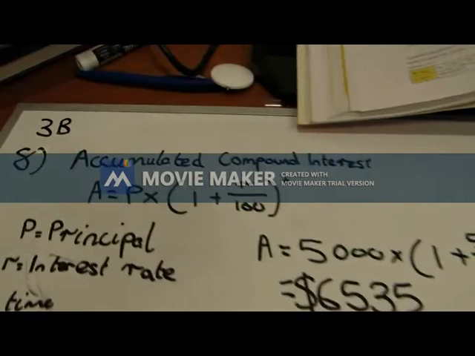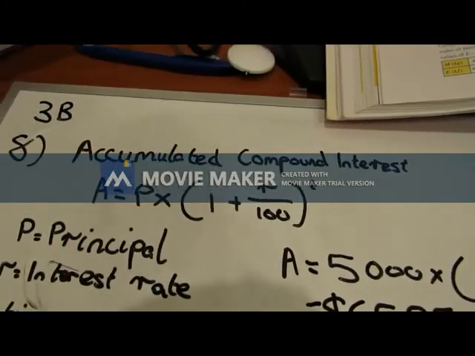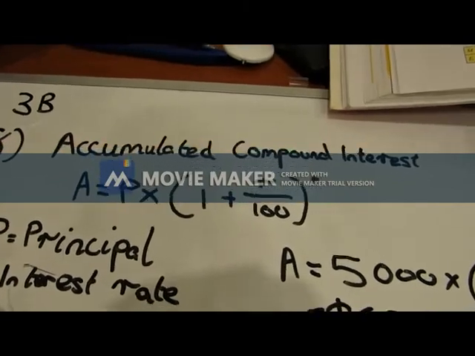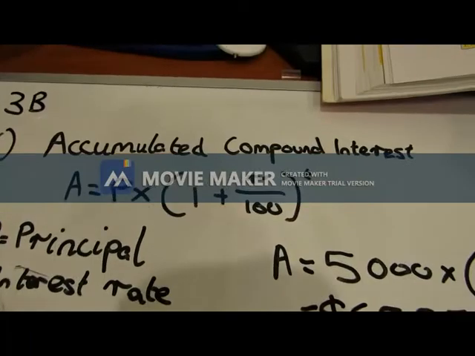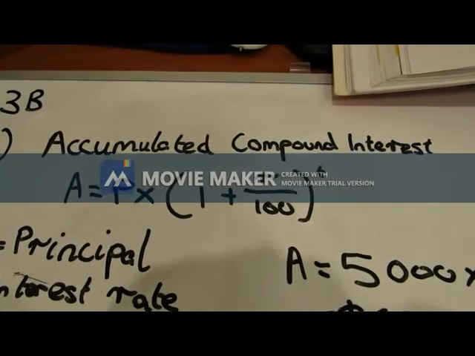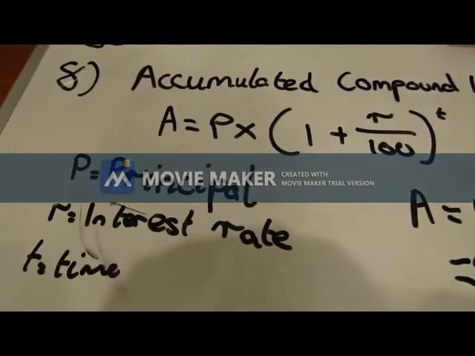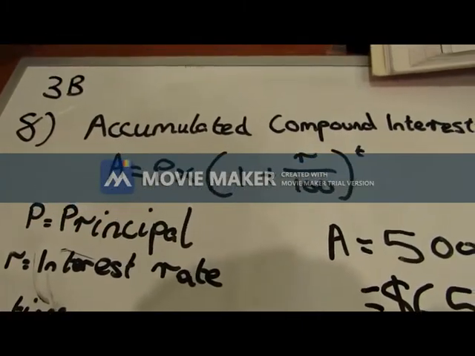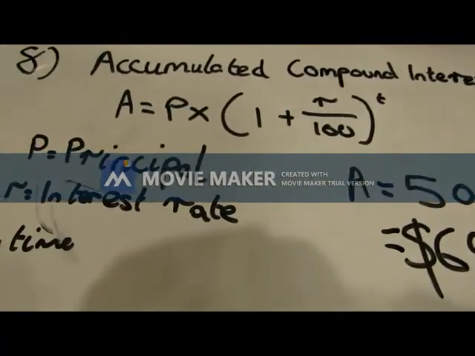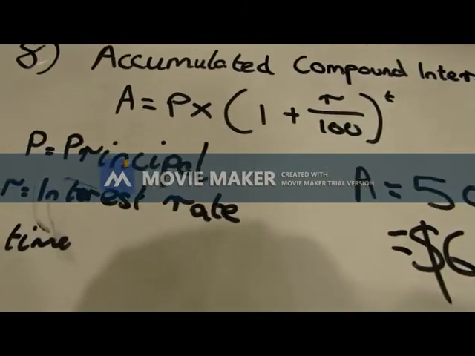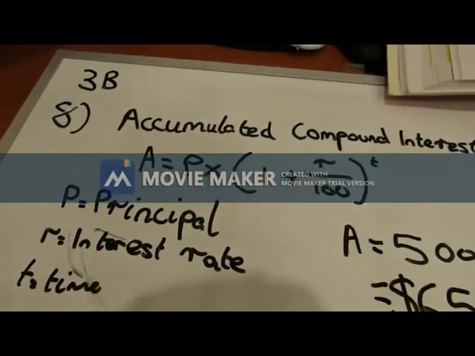Alright, another good question was in 3B, question 8, accumulated compound interest. A lot of students did struggle with this. It's wordy. They're given a formula of A, which is the accumulated compound interest, equals P, which is the principal, times bracket 1 plus R over 100, which is the interest rate over 100, to the power of T, which is time. Time is in years.